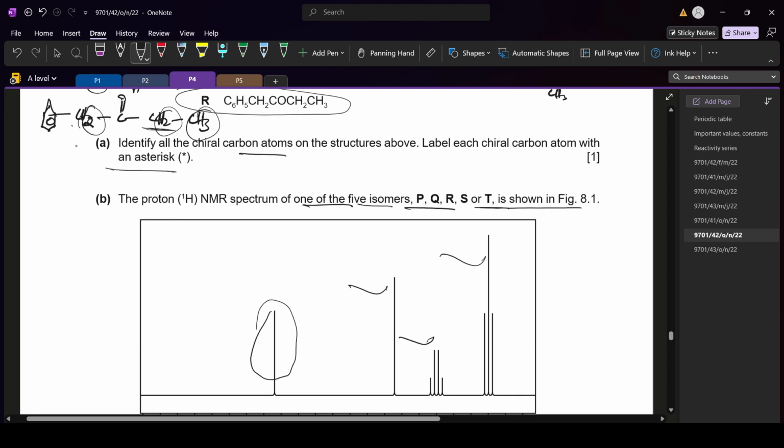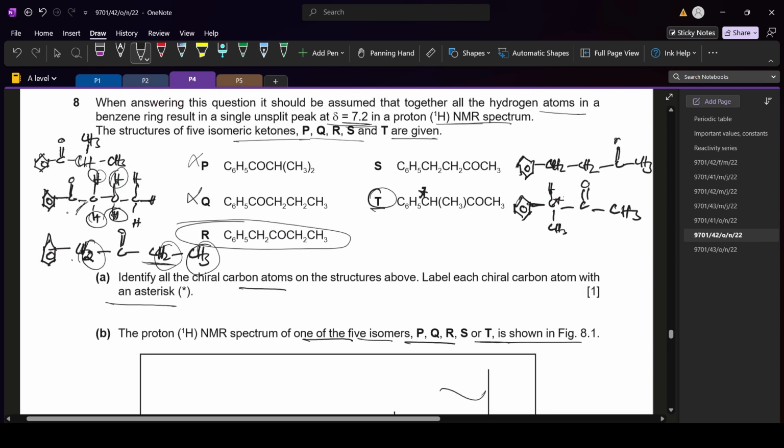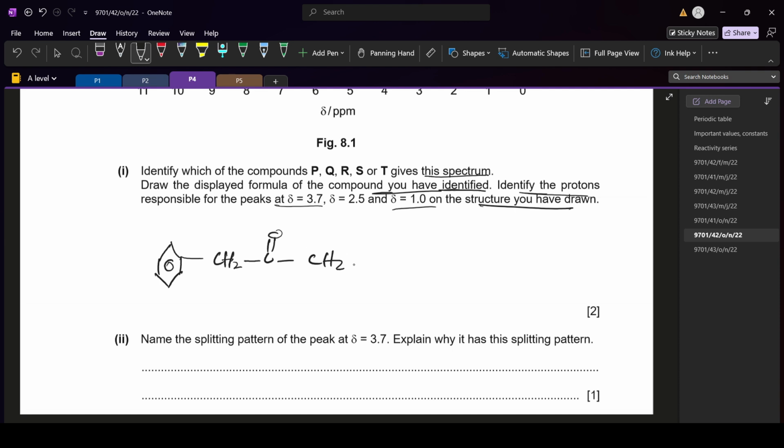We have already drawn it as a split formula. So let's draw the displayed formula. You have a benzene ring, then CH2, then a carbonyl group, and then CH2, CH3. So this is the structure of R.